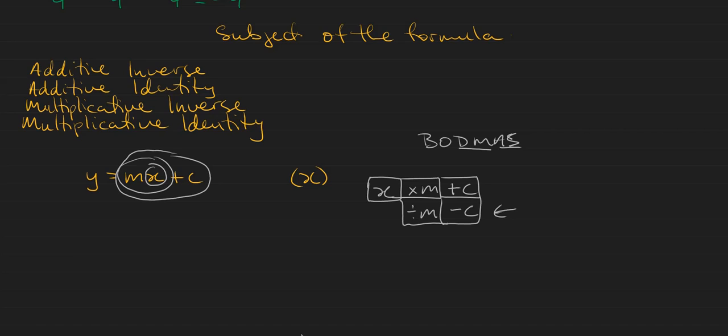Now, if you check this here, you can see positive c minus c gives me 0. So I'll be using the additive inverse here, and notice I will be using the multiplicative inverse here as well, because I'm going to get 1 if I take m and divide it by m. So anyway, performing these operations in reverse order, if I minus c, since that's the last thing I did, that would be the first thing I do.